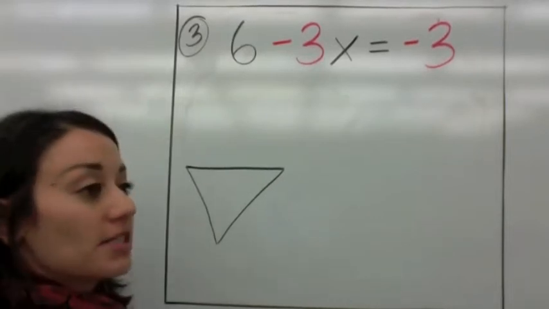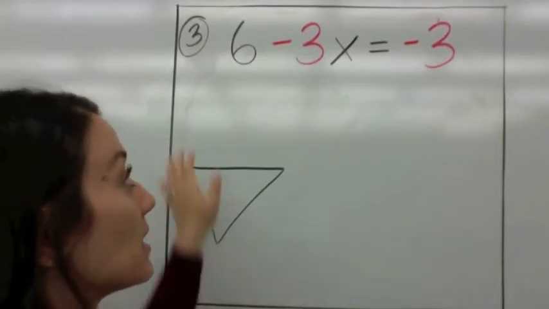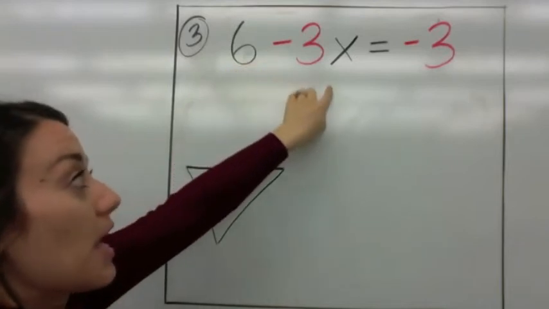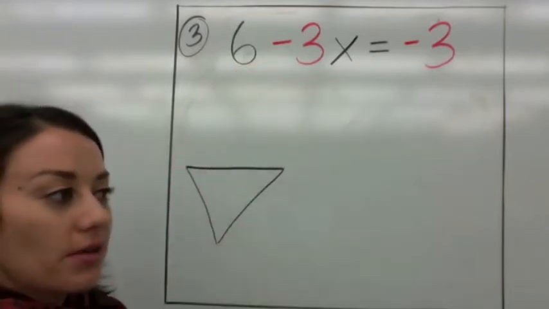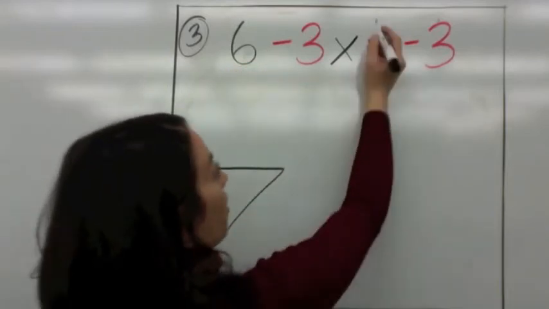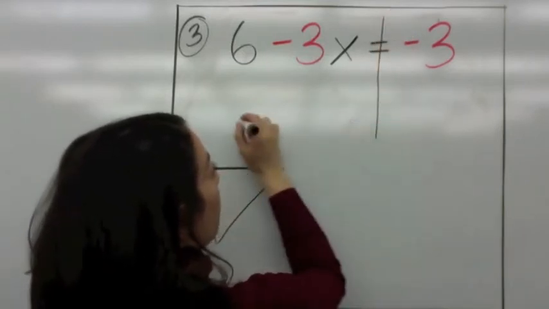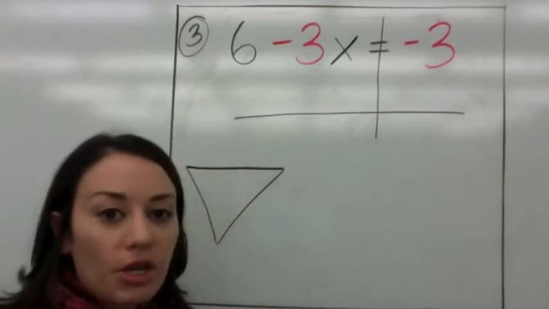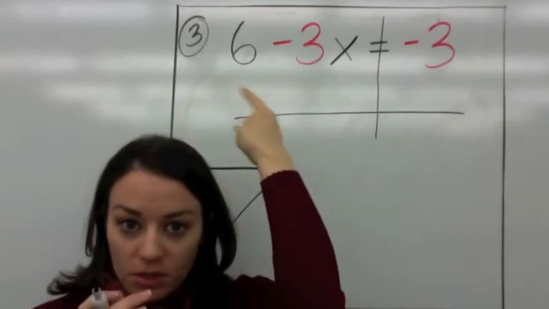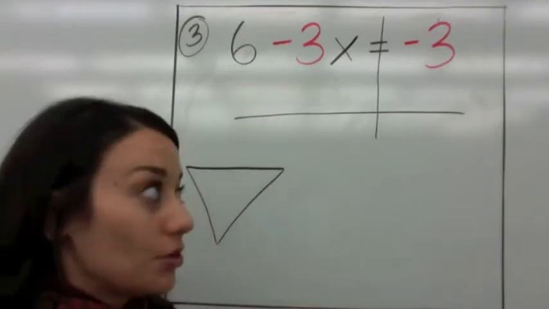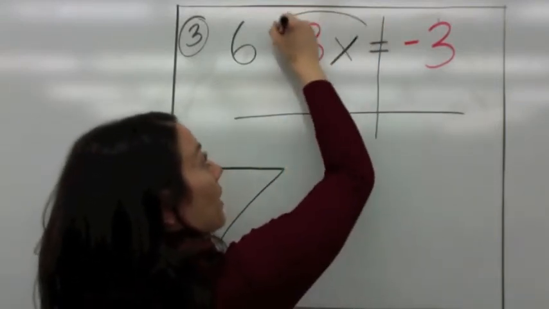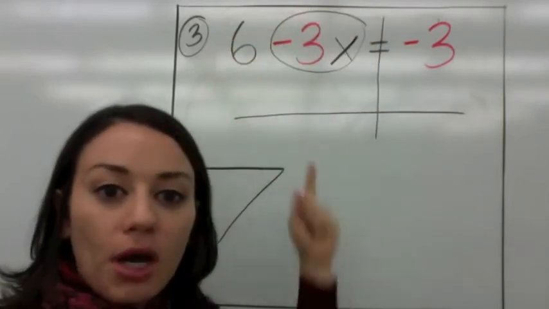Okay, let's solve the last equation together. Read it with me. It says 6 minus 3x equals a negative 3. Okay, so let's go ahead and draw our t. What comes next? What do you have to circle? Do you circle 6 or negative 3x? You circle the term, right? You circle negative 3x. This lets you know you're trying to get this by itself.